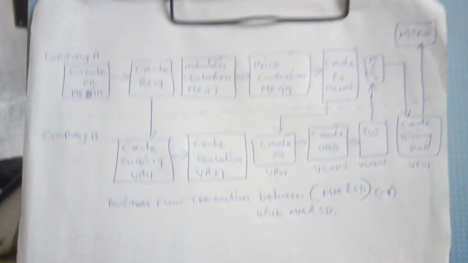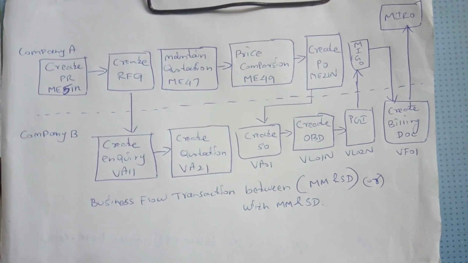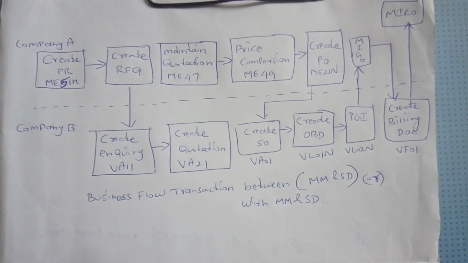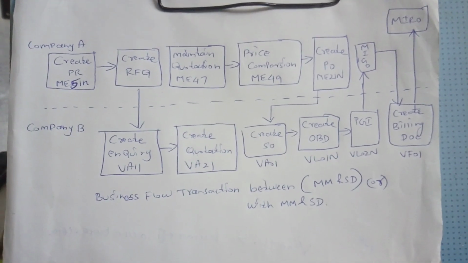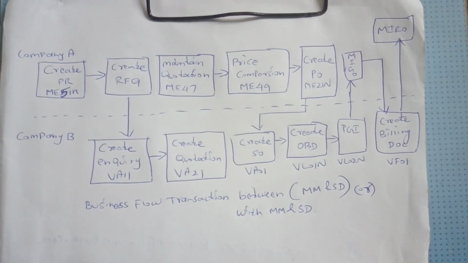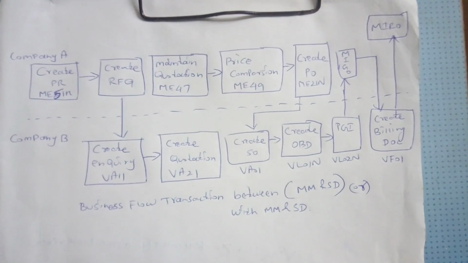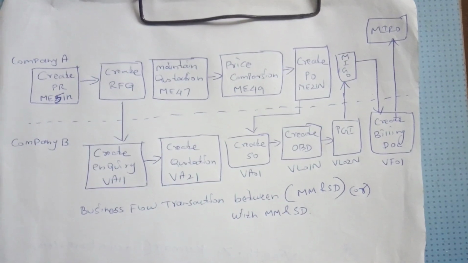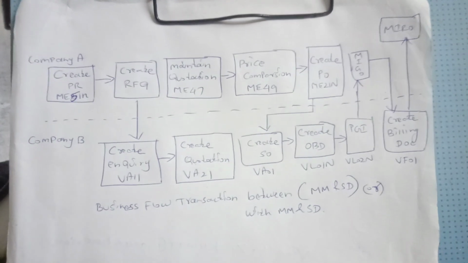Okay, actually, let us consider we have two company codes, company code A and company code B, which is a vendor, and company code A is going to procure a material for the company's needs. Say, for example, user A in company A creates a purchase requisition for their need.